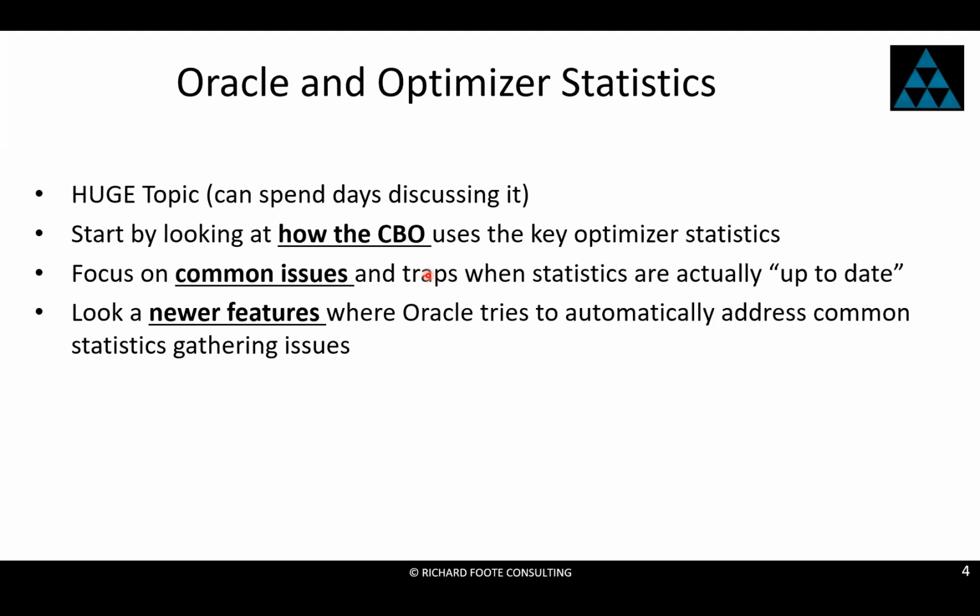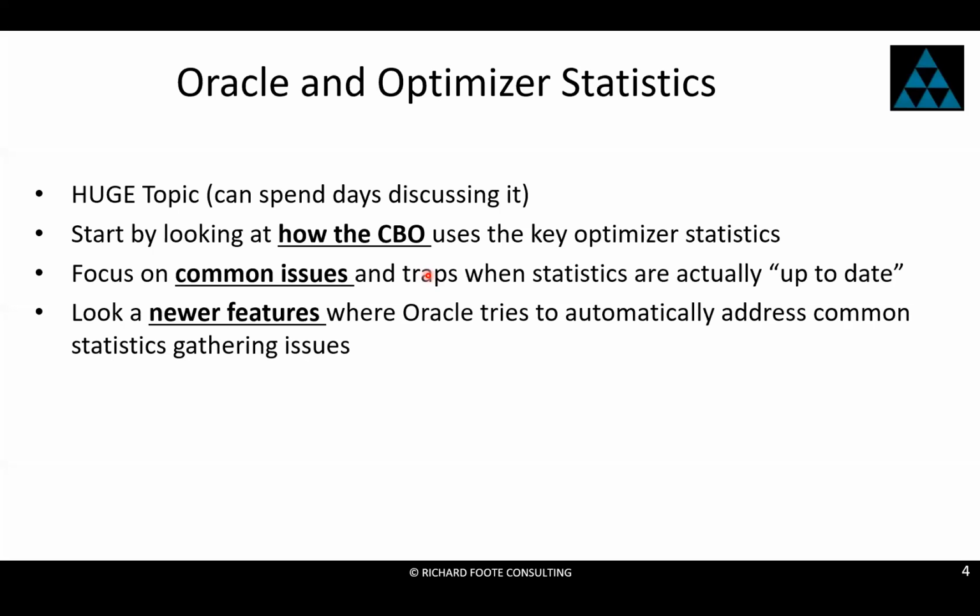All I'm going to do today in our little 90-minute session is start by looking at how the CBO uses some key optimizer stats, so we understand how the optimizer uses the stats and why they're so important. Then we're going to look at some common issues and traps around statistics. I'm going to focus mainly on when they're actually up to date. So yes, you can have all sorts of stats when they're wrong and not captured and so on. But my focus is that you're actually doing best practice. You're collecting stats as one would normally do, and we're going to discuss some of the issues that you can still encounter.